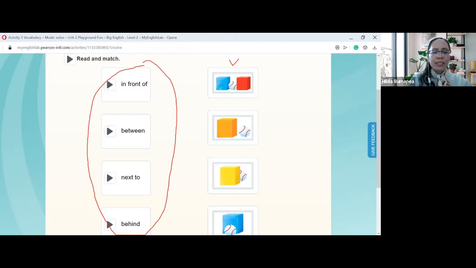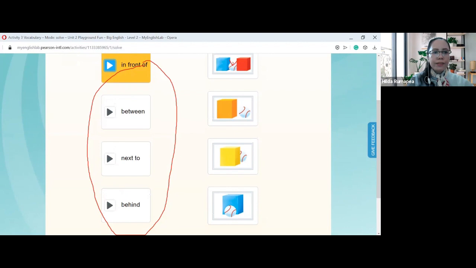Let me give you example, yeah. In front of. Okay, in front of, I have to match with the picture, you know? Yes, at the bottom part here. So I draw the line, yeah. You have to match the prepositions with the picture by drawing the lines.